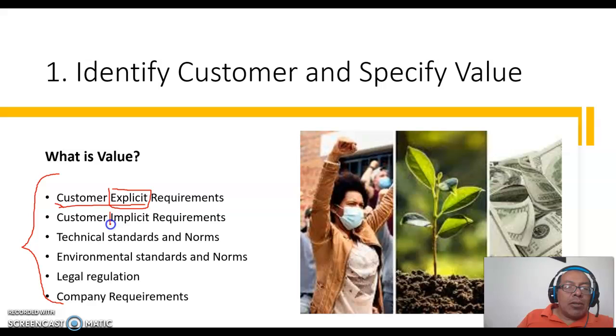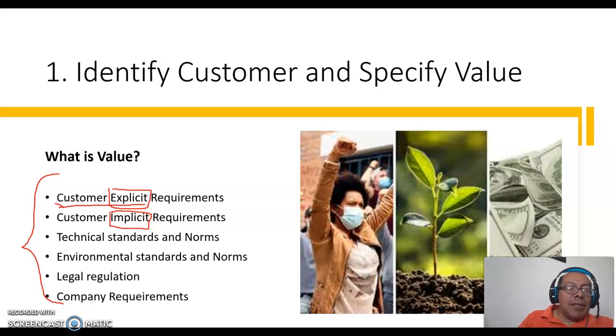The second group is called customer implicit requirements. As you can imagine, these are requirements that not all the time the customer has in their mind. Probably they are not even aware of them, or they cannot explain them. But it is important for an organization that wants to create value to make sure that those implicit customer requirements are brought into the open, discussed, and defined in the construction of the product or the service.